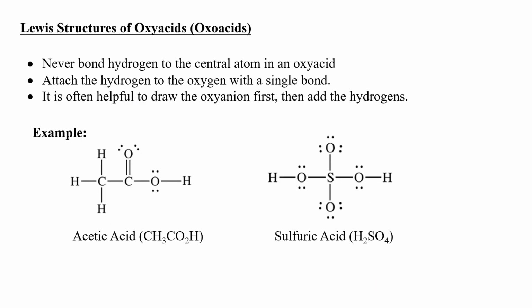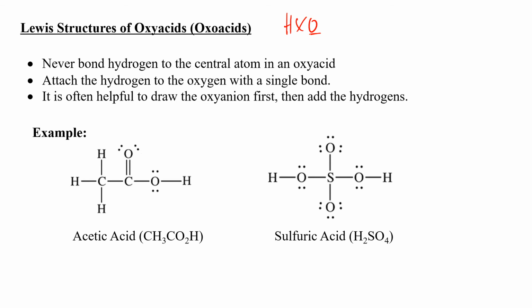All right, moving along, Lewis structures of oxyacids. Now, this is not in the book, but you do need to know this for the AP exam. An oxyacid, you know the oxyacids. They take the form HXO. It's an acid that has an oxygen, oxyacid or oxoacids.